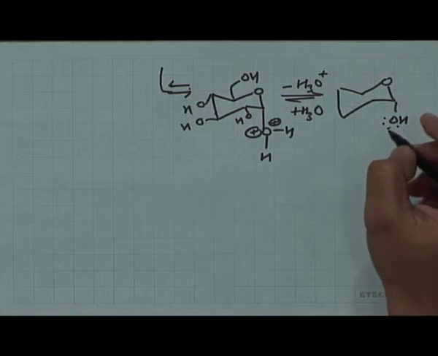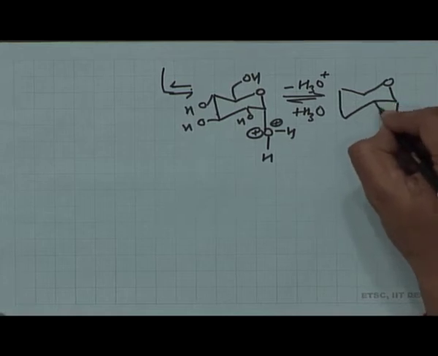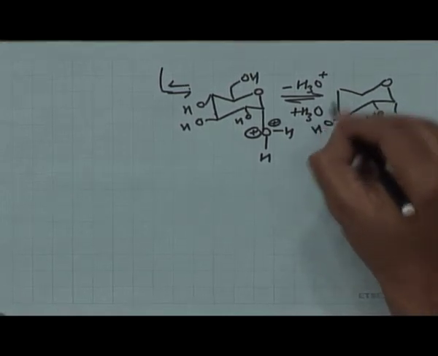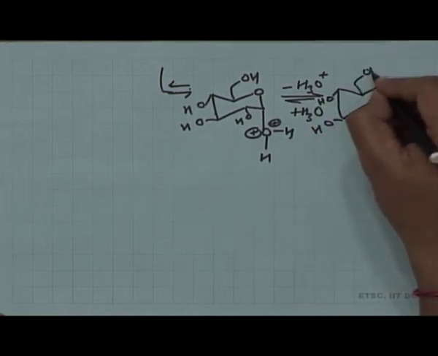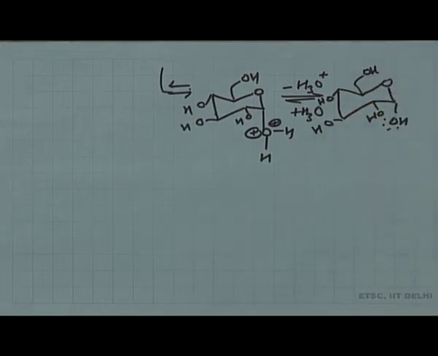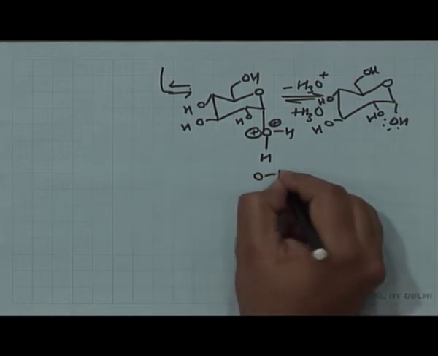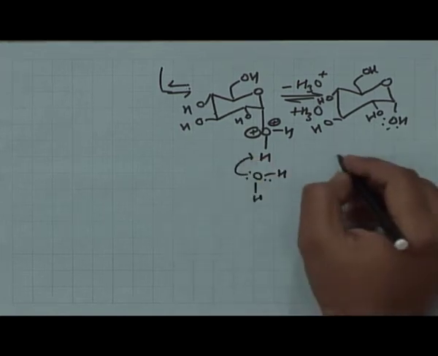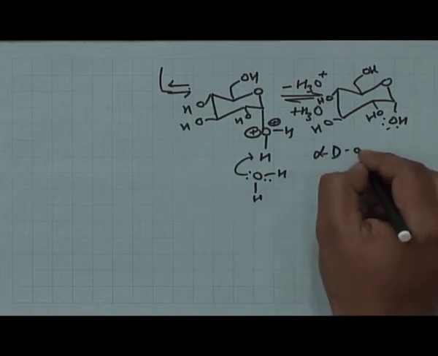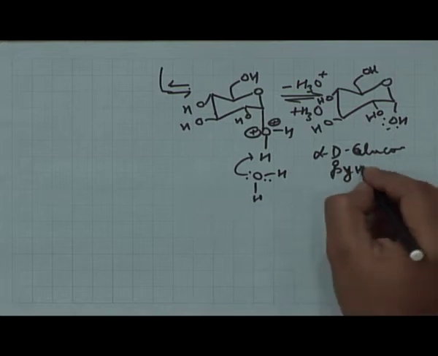This alpha and beta represents the orientation of the hydroxyl group at the anomeric position. This has to be remembered every time I pronounce this symbol. So, this is alpha D glucopyranose. Let me go through it again.